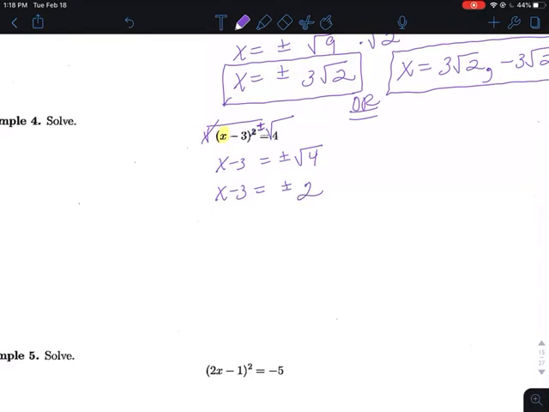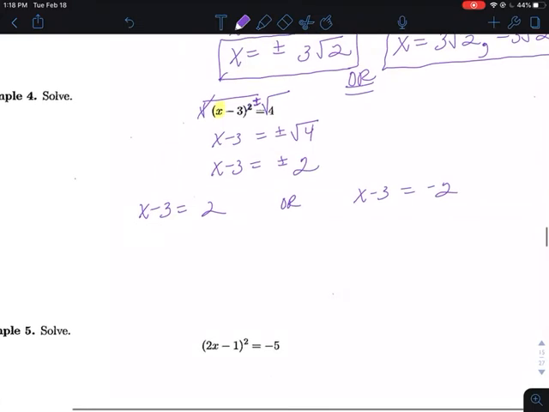When you get to this point, you break it off into 2 separate equations. So basically what you have is x minus 3 equals positive 2, or x minus 3 equals negative 2. These are the 2 solutions that you have. X could be either one, but you're going to list both as your final answer.